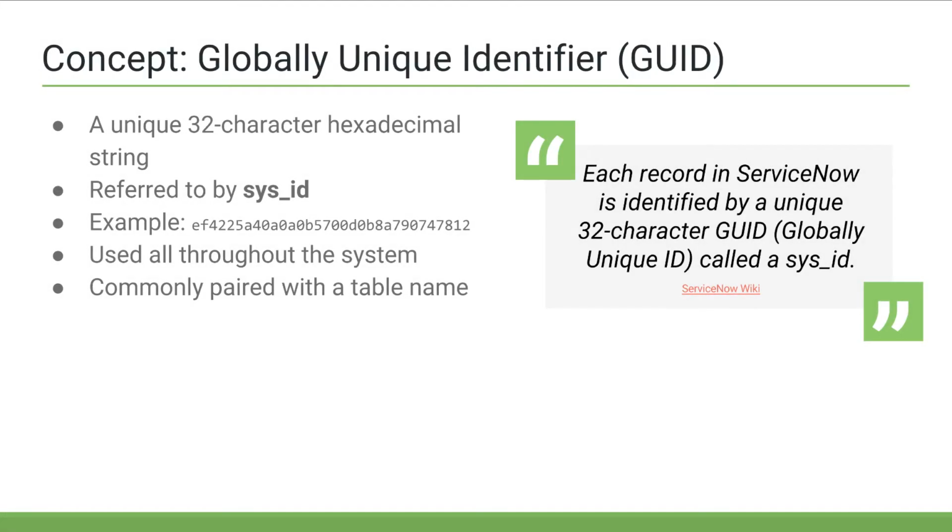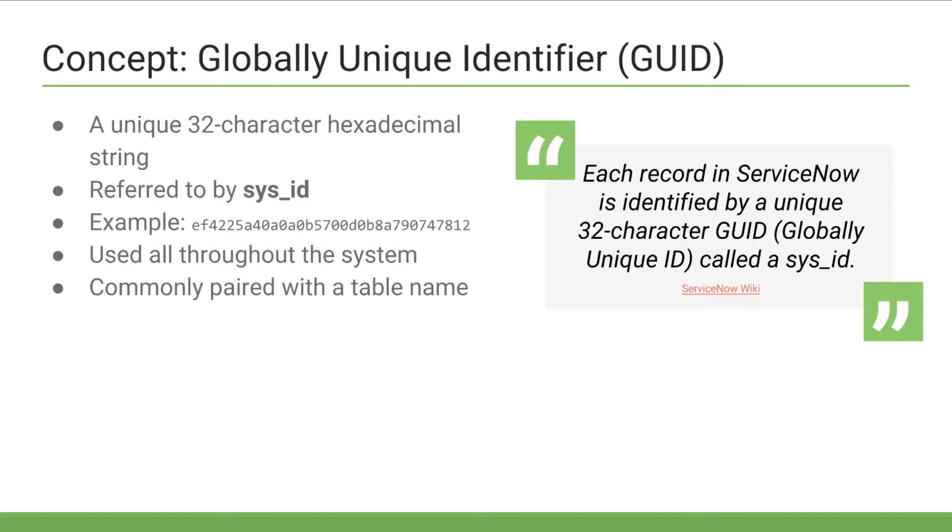Before we get into records and fields, I'd first like to talk about an important concept in ServiceNow, and that's the globally unique identifier. The ServiceNow wiki states each record in ServiceNow is identified by a unique 32-character globally unique ID called a sysID. In software development, we often need a way to reference an exact record or data structure. And in order to reference an exact record, we need some type of unique identifier. This is commonly referred to as a globally unique identifier. However, in the ServiceNow world, we refer to this by the sysID.